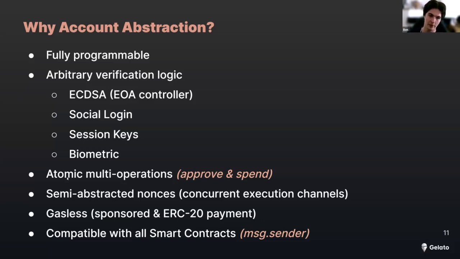We also have native atomic multi-operations, so we can approve spending of a token and then have it spent by a contract within one transaction. It doesn't have to be 2 separate transactions. We also have semi-abstracted nonces. So we have these concurrent execution channels where we can execute transactions in parallel. And we also have gasless transactions, which allow us to either sponsor transactions or pay using ERC20 tokens.